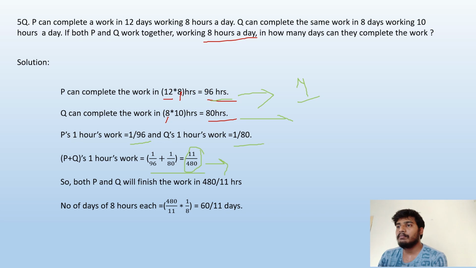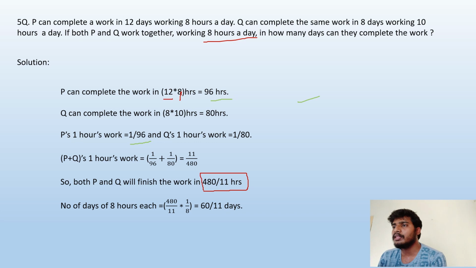So the number of days of 8 hours each. They are working 8 hours each day. So here the total amount of time that we got is 480 by 11. Let me erase. Here the total amount of time taken by both P and Q is 480 by 11 hours. They can complete the total work. So that is the total work. So if the condition is that they are working only 8 hours a day, the number of days they can complete it.